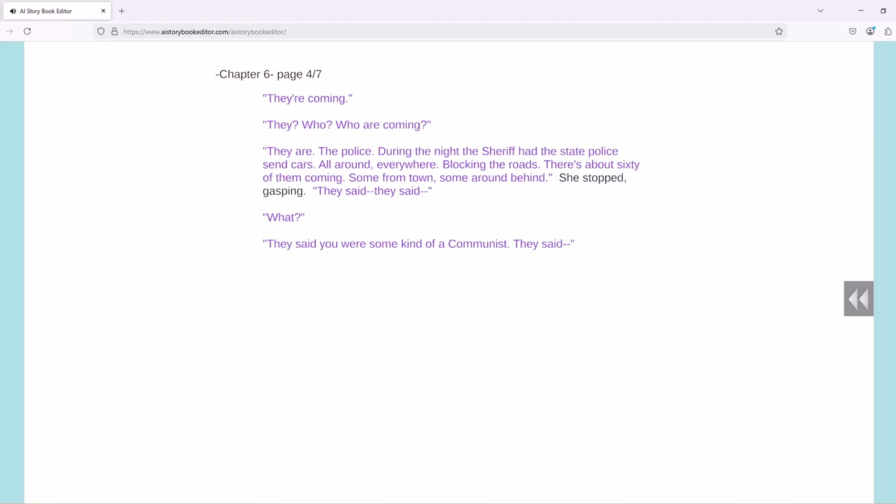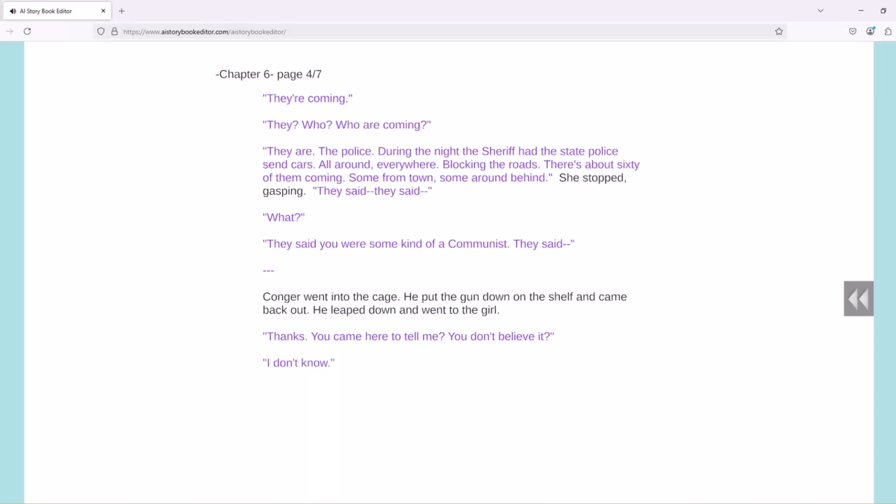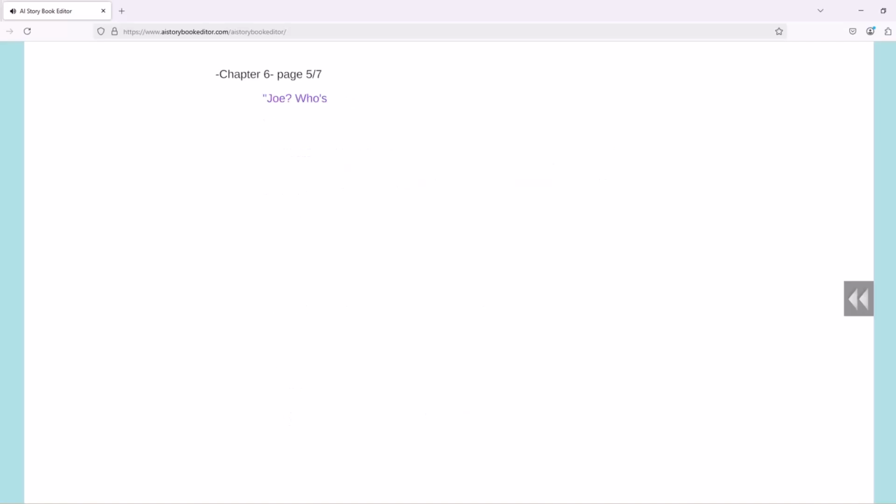"They said..." Conger went into the cage. He put the gun down on the shelf and came back out. He leaped down and went to the girl. "Thanks. You came here to tell me?" "You don't believe it." "I don't know. Did you come alone?" "No. Joe brought me in his truck. From town." "Joe? Who's he?" "Joe French, the plumber. He's a friend of Dad's."